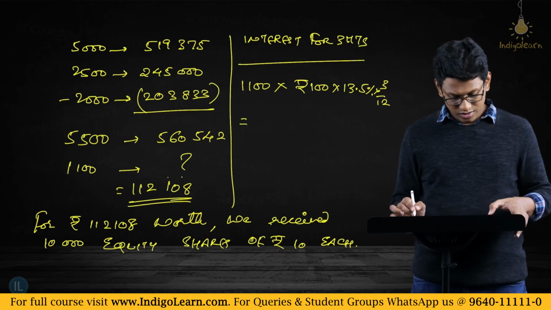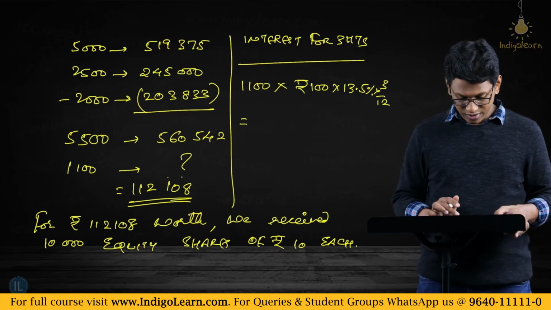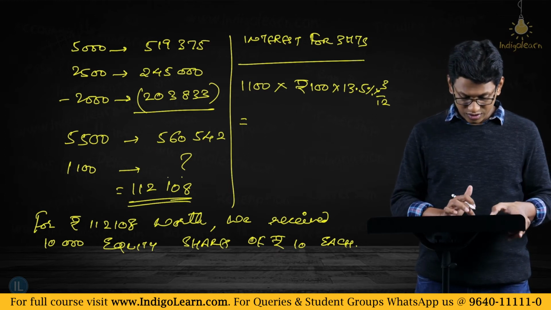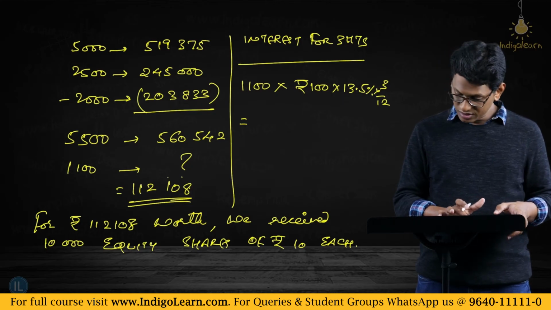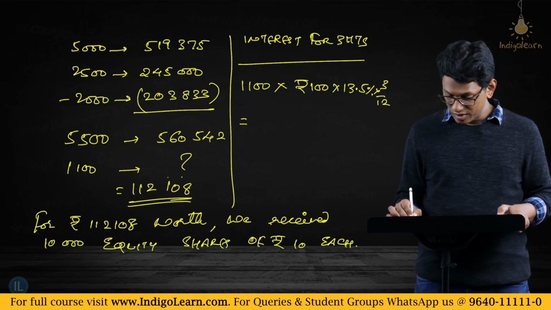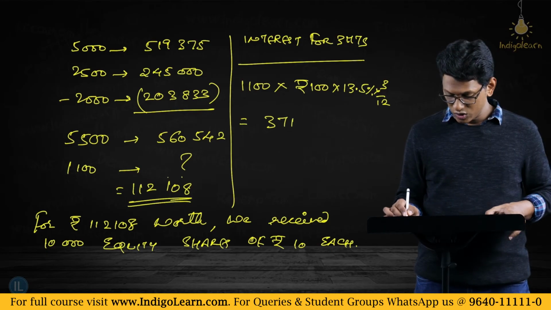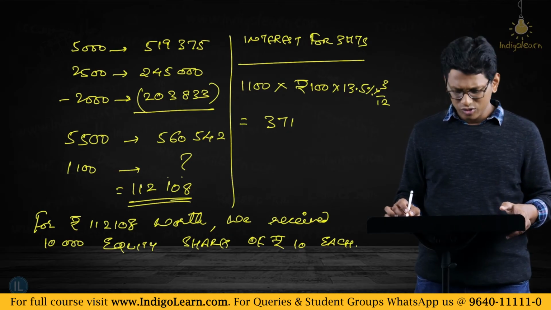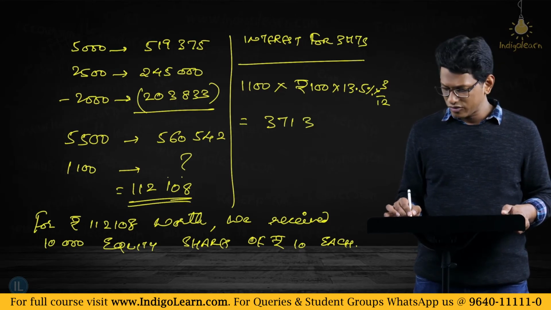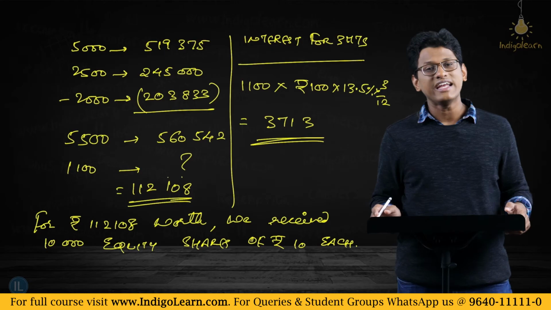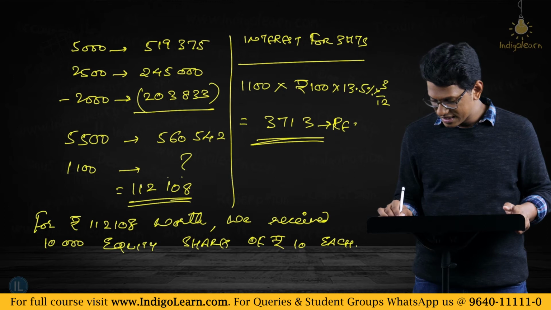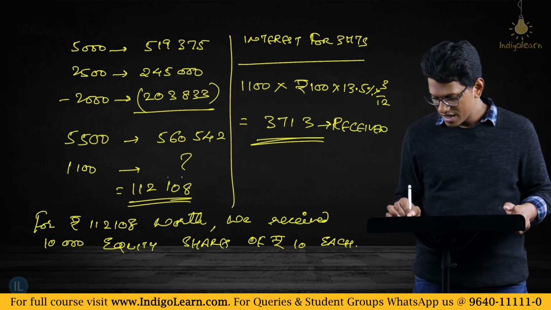How much will that be? Let us check. That will be 1,100 into 100 into 13.5% into 3 by 12, which will be 3,712.5. Let me round it off to 3,713. So this is the interest received. So let me call it clearly. This is received. Okay. Right.